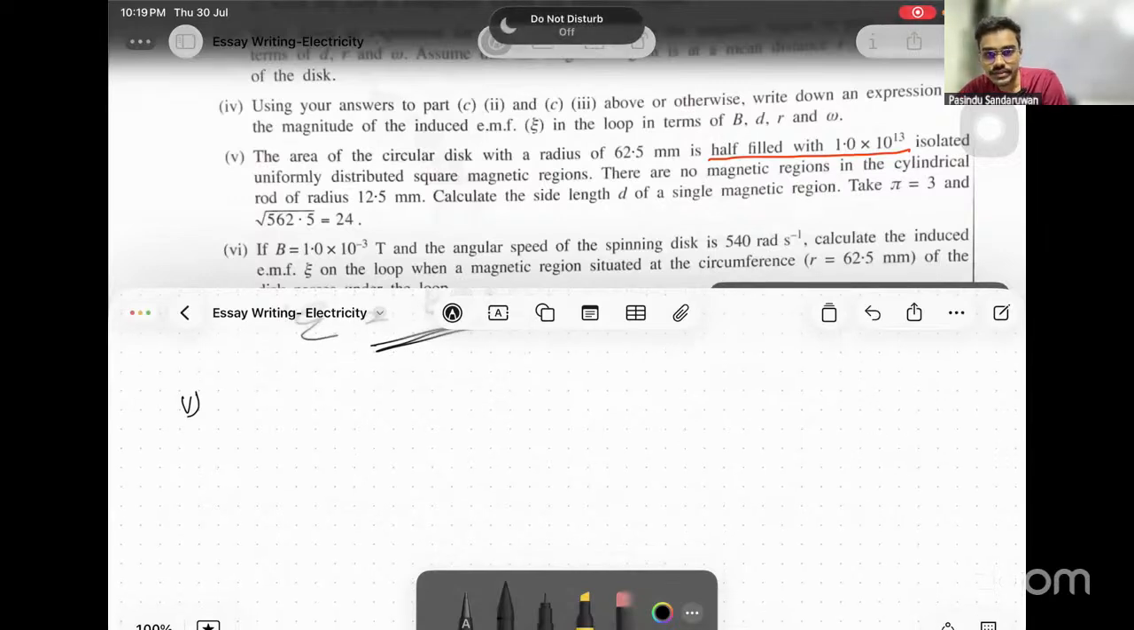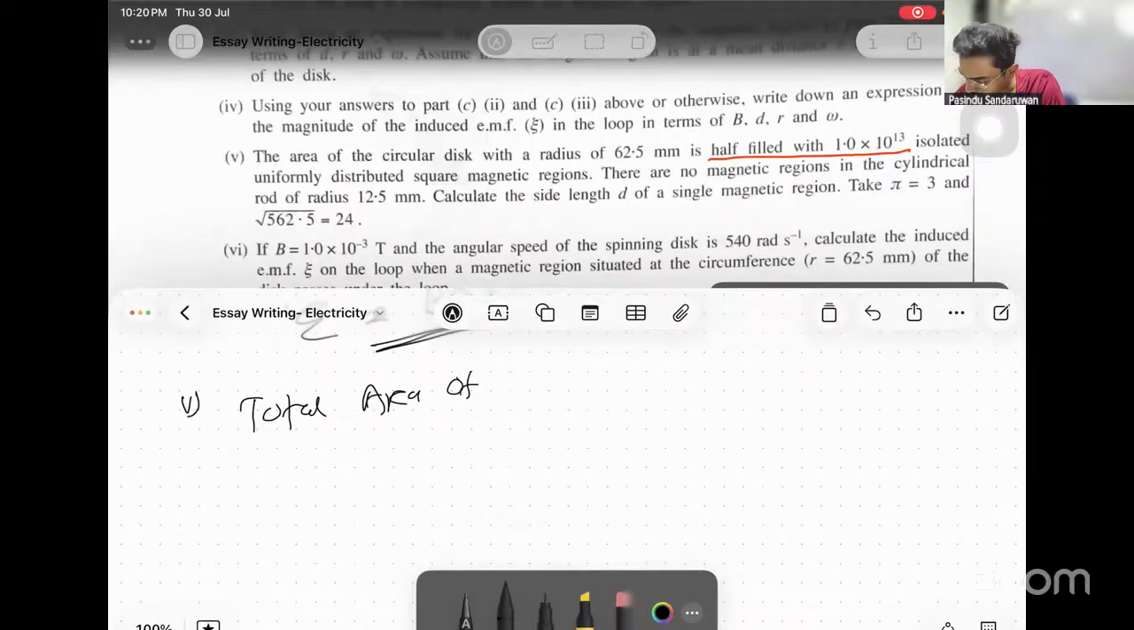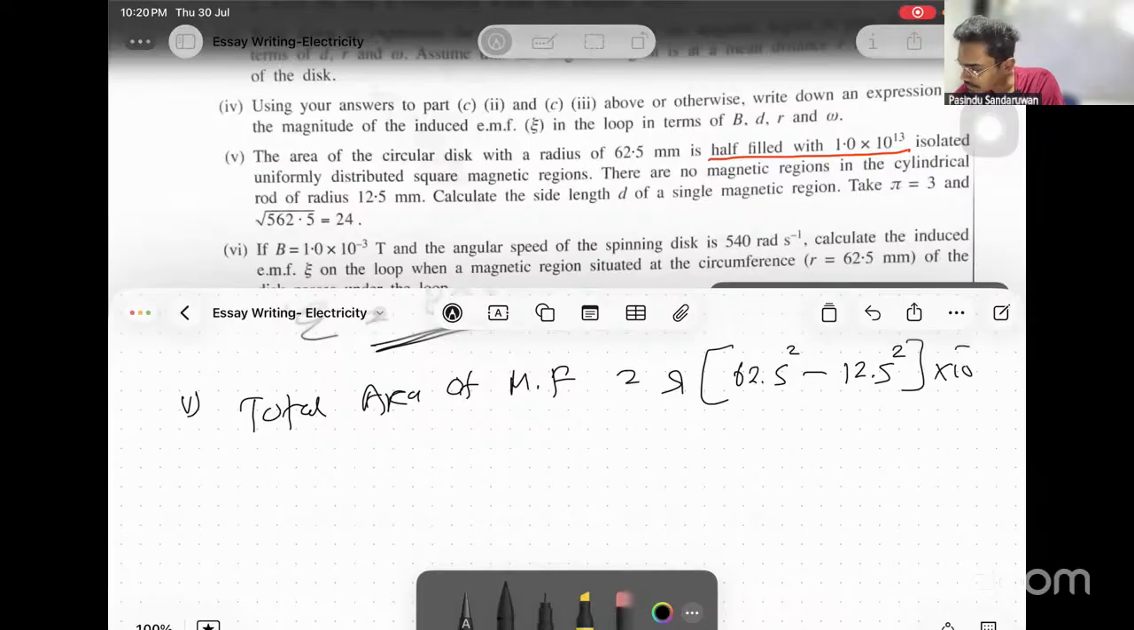If we write the total area of the magnetic field: from the larger circle, we have to subtract the small circle, which means the rod. So it is pi times 62.5 millimeters minus 12.5 millimeters, squared, in millimeters, then 10 to the power minus 6.